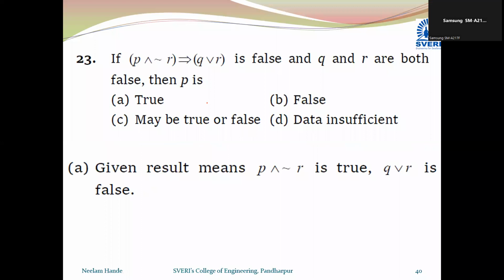Very good. Next, similar statement. P and negation R is false. A whole statement is given as false, and Q and R are both false. Then you have to find whether P is true or false. Option A, Q true. Q and R are both false. False or false, what is false or false? Negation R is false. Negation R is true. So what should be, so that it implies F?